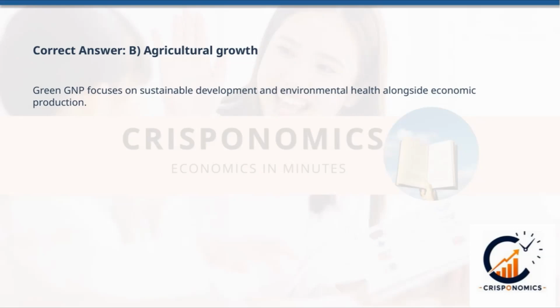Green GNP looks beyond just economic output. It brings together sustainable development and environmental health with traditional measures of production. This approach ensures that growth doesn't come at the expense of our planet. In this context, agricultural growth plays a crucial role. It's a key driver of both economic progress and sustainability. So, when we talk about green GNP, we're really talking about balancing these important goals.